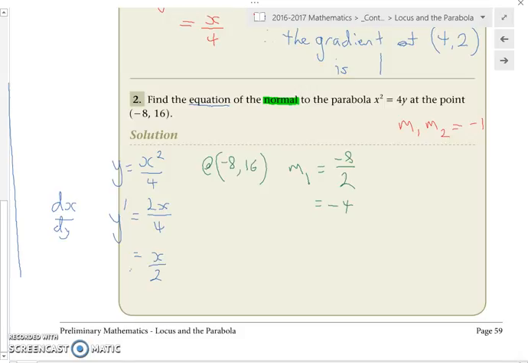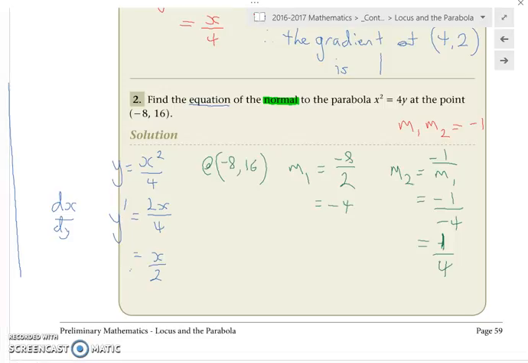Close. I just rearranged that. So I've got M2 equals minus 1 over M1. Negative reciprocal. So it's minus 1 over minus 4, which is the same as 1 over 4. So the gradient of the normal at that point is 1/4. Happy with that? Cool. Now what?